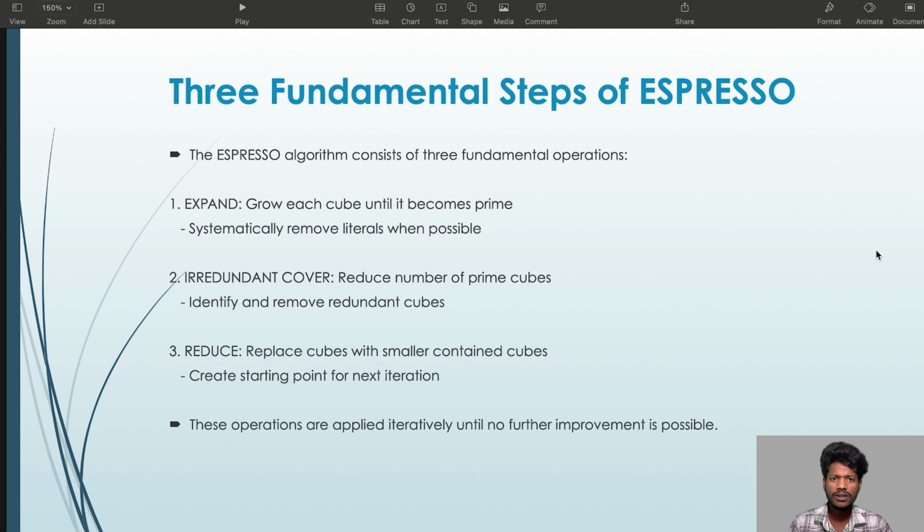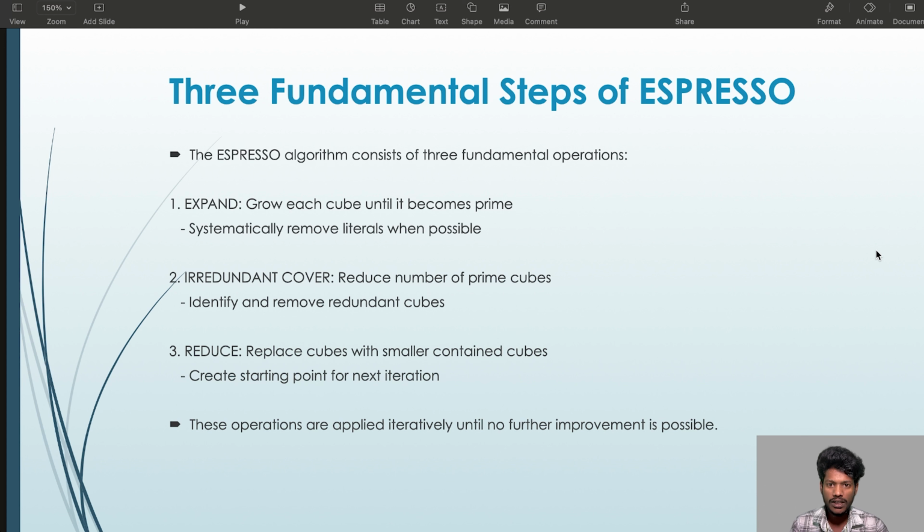Mainly we have three fundamental steps in ESPRESSO. The first one is expand, the second one is irredundant cover, and the third one is reduce. Now we are going to explain them one by one: what is expand, what is irredundant cover, and what is reduce in ESPRESSO.